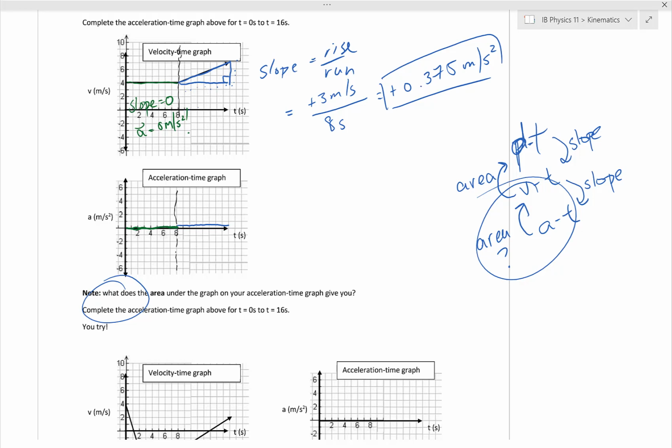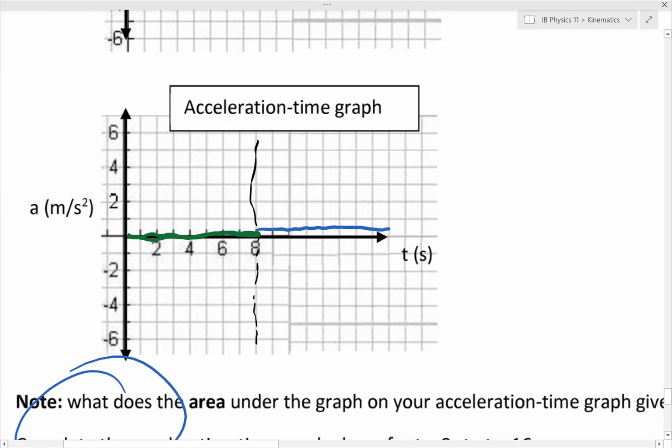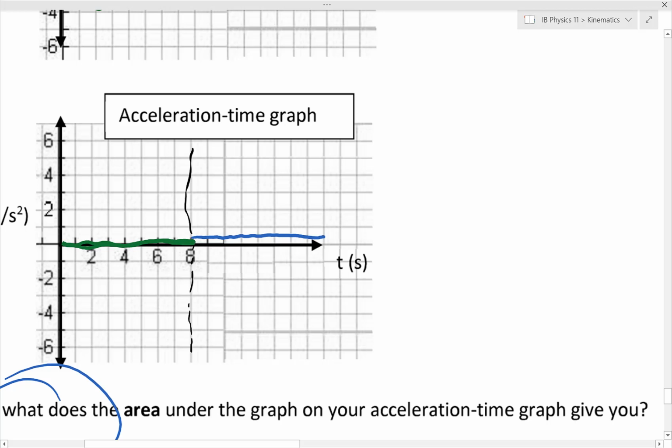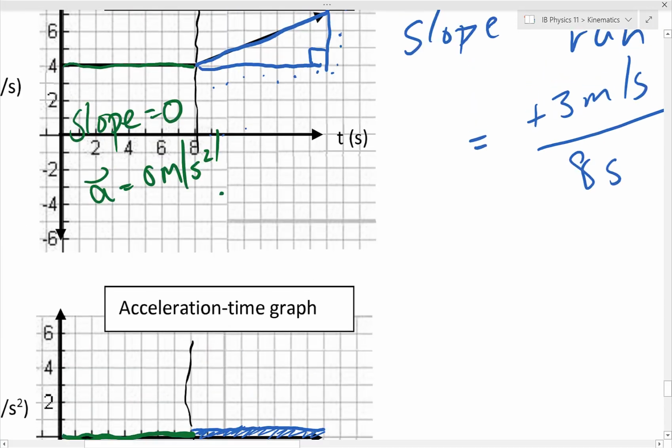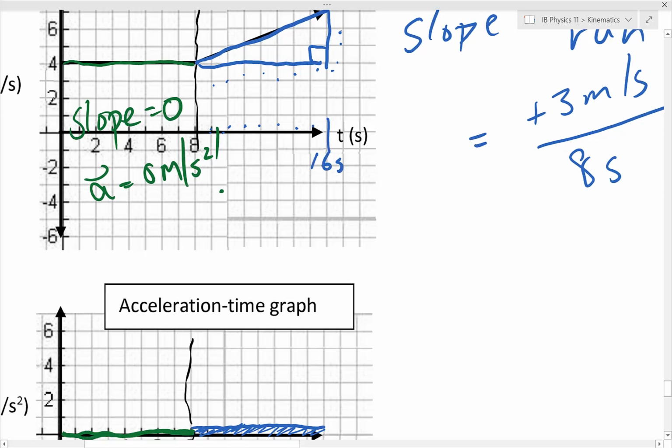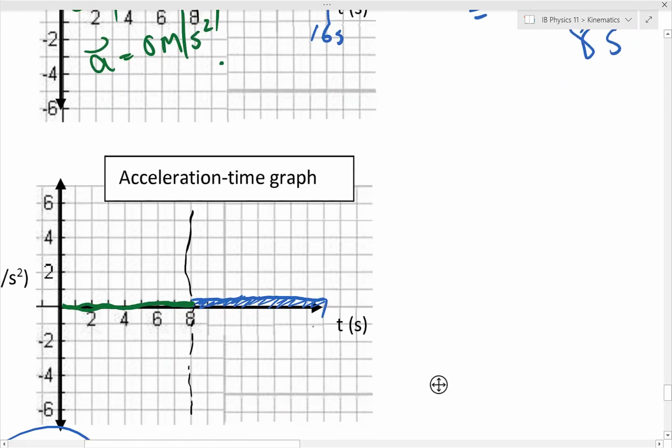So let's zoom in here where we have an area that we can work with. Probably this one, because that's going to give us an area of 0. So let's use this one over here. Let's say I want to calculate the area underneath this graph from 0 to, let's just say, 16 seconds. So this is exactly an 8-second difference between this 8 second and 16.